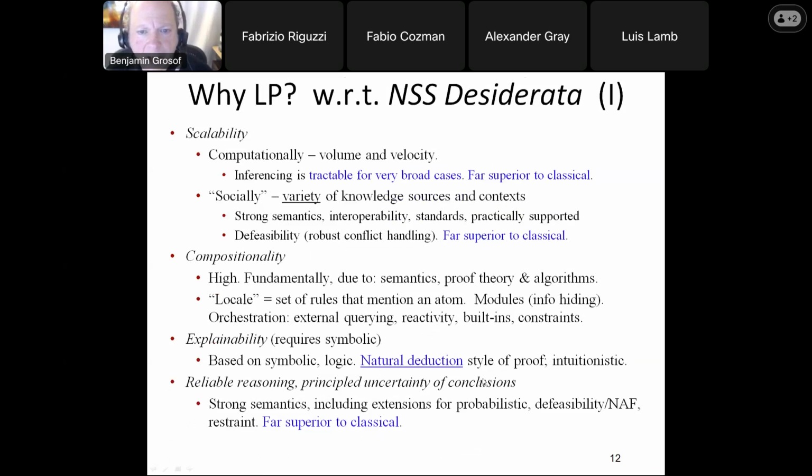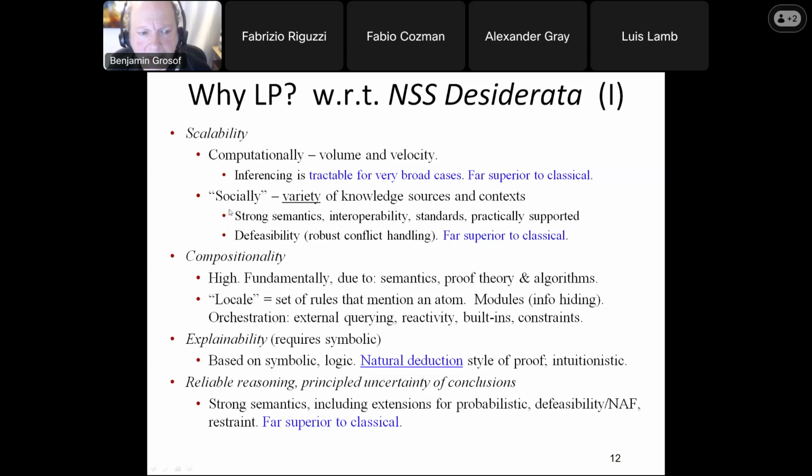Now, why LP with respect to these desiderata? Why is it a good match? Well, in terms of scalability, it's tractable for very broad cases. We can think of this in terms of the V's in big data. Two of them are volume and velocity. Its tractability is far superior to classical logic for kind of comparable cases, and we'll see what that looks like a bit later.